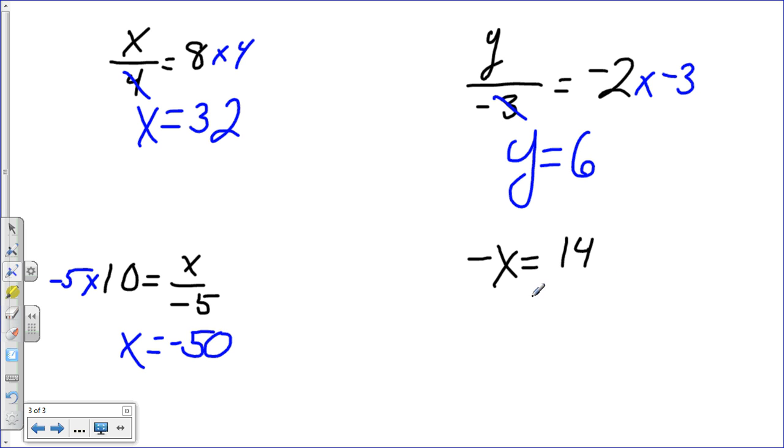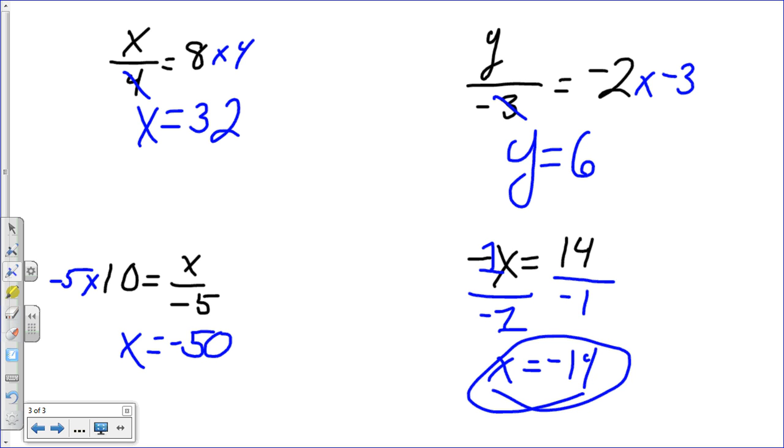And then this last one here, we've got negative x equals 14. Well, what number would go in front here? Well, if there's no number, it's a 1. So it's negative 1 times x. What's the opposite of multiplication? Division. Divide by negative 1. X is equal to, well, 14 divided by 1, negative 14.